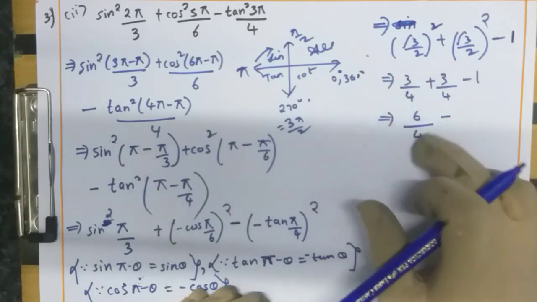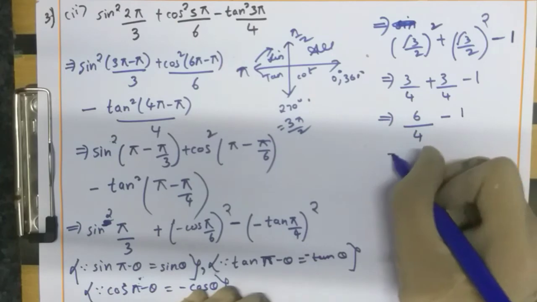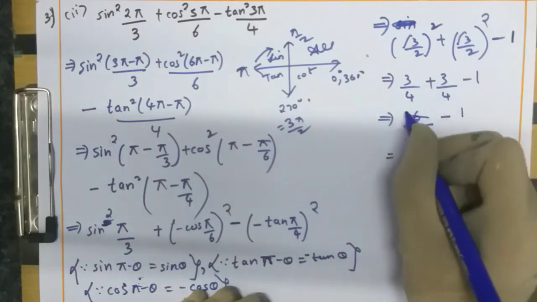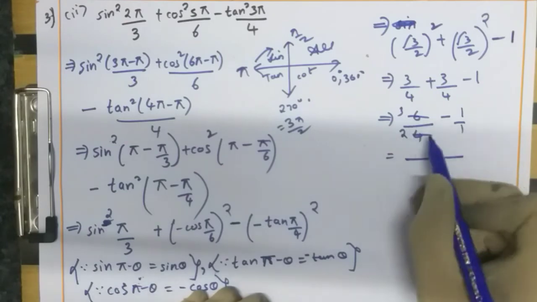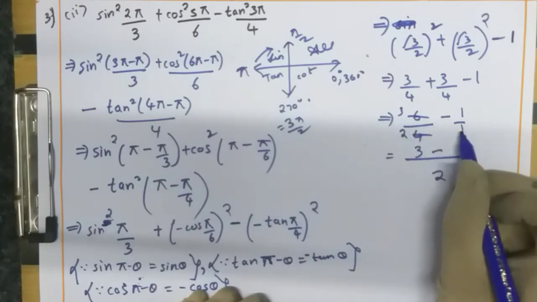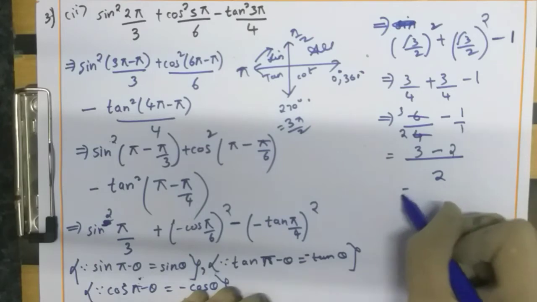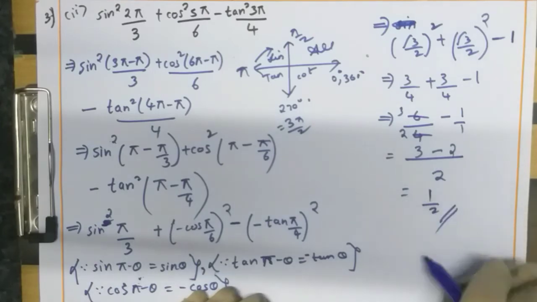3 by 4 plus 3 by 4 is 6 by 4 minus 1. Okay, so either I'll get here 2 3s are 6, 2 2s are 4. I'll get 3 by 2 minus 1. So 2 by 2 is 1. 3 minus 2 by 1 is 2. 2 into 1 is 2. I am taking out LCM. 3 minus 2 is 1. So the answer is 1 by 2.